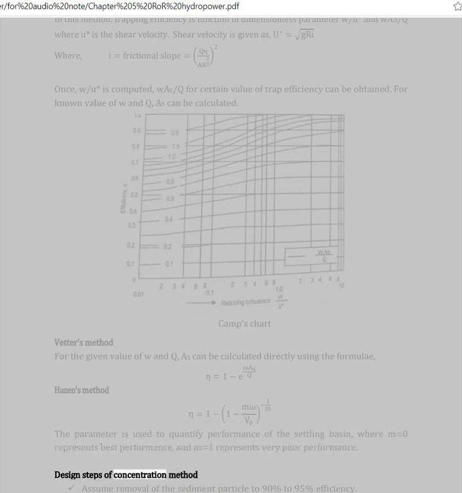Design steps of the concentration method: assume removal of the sediment particles to 90% to 95% efficiency.